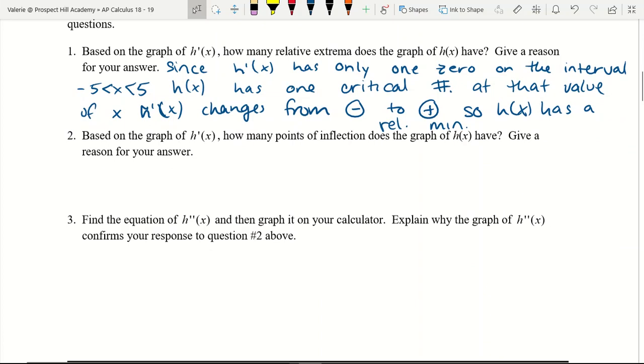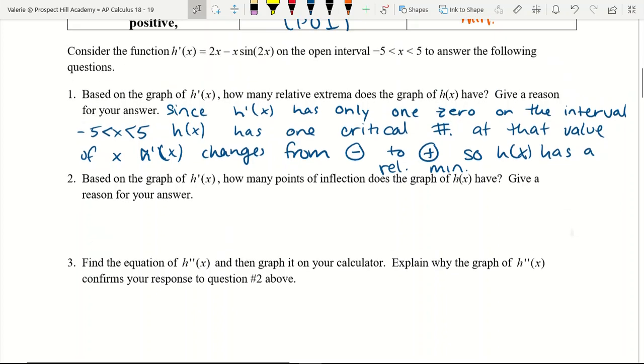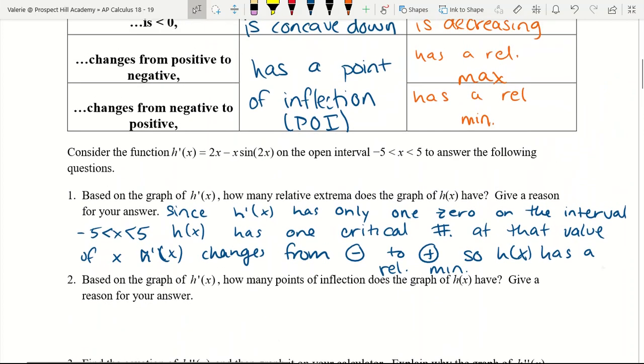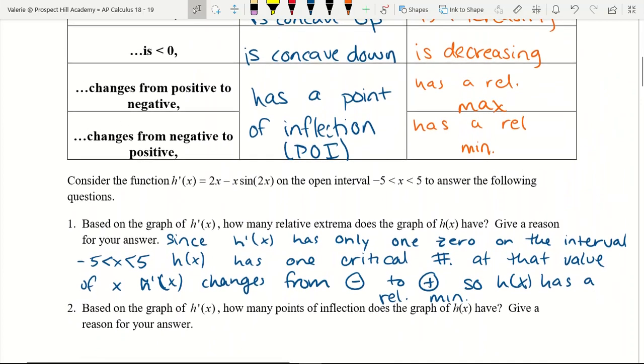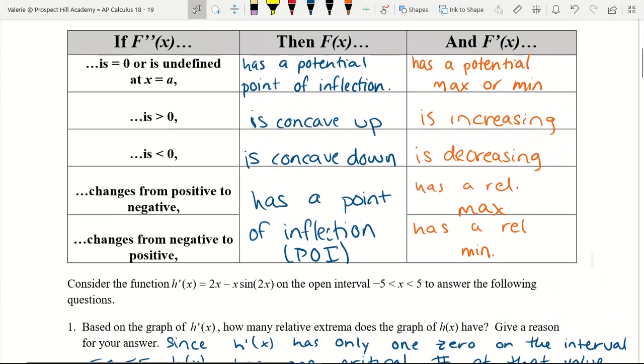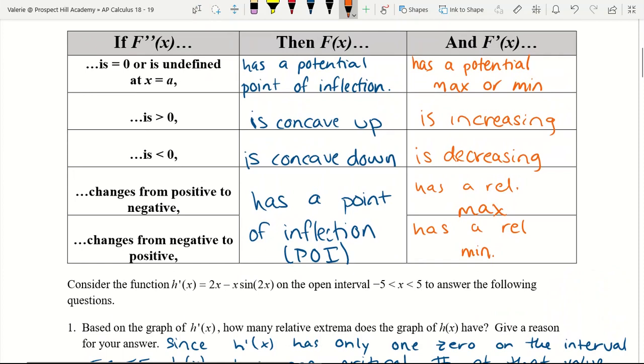Question number 2, based on the graph of h prime of x, how many points of inflection does the graph of h of x have? Give a reason for your answer. For us to look at h prime of x to determine points of inflection, if we look at our table, we know that f of x will have a point of inflection when the second derivative changes from positive to negative or negative to positive, or when the derivative has a relative max or a relative min.